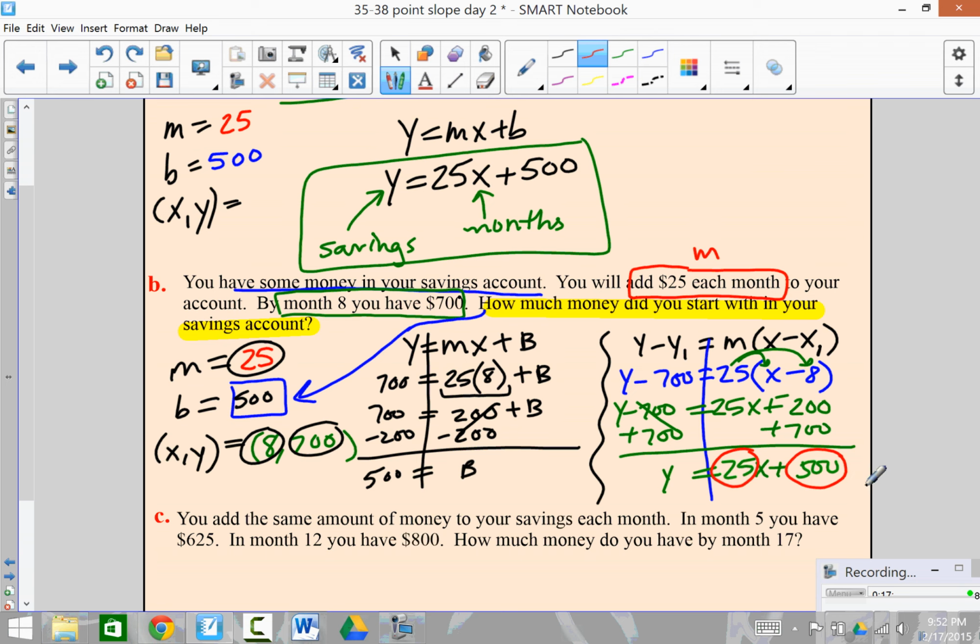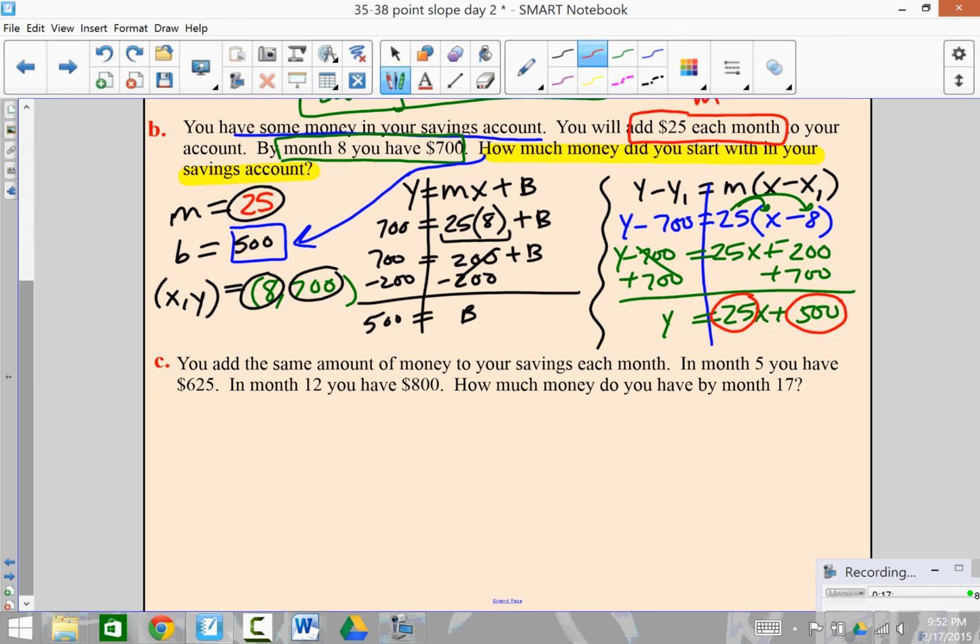So two different methods. You just have to choose which method you prefer. If you like the old method of y equals mx plus b, stick with it. So in the end, final answer, how much money did you start with in your savings account? You started with $500.